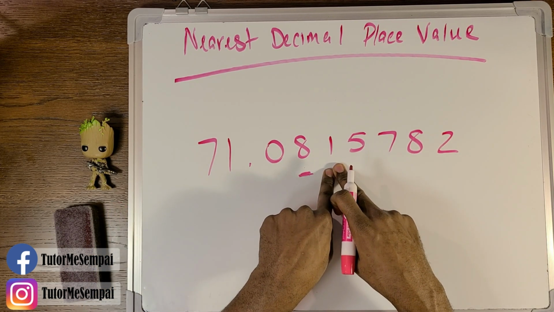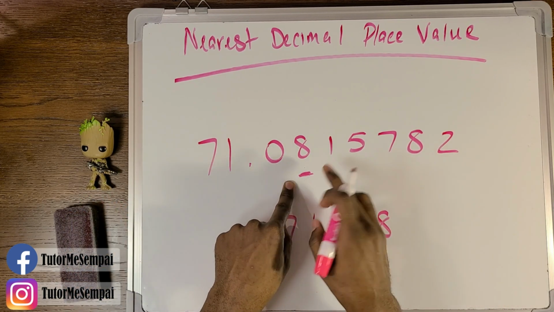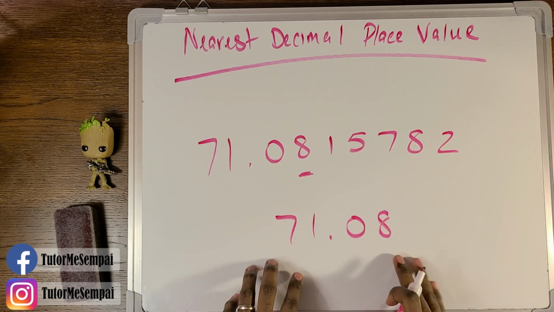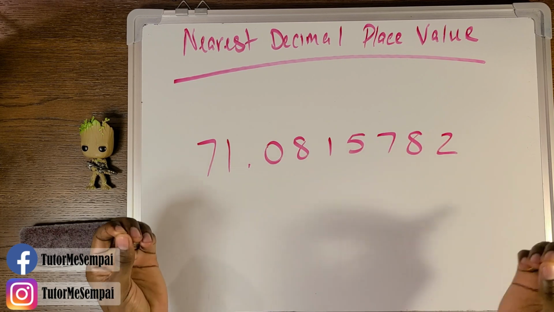Because that is a 1, we don't round this up. We simply leave it the way it is, and we don't write any more decimal place values. We just leave it as is. But let's say we want to round this to the nearest thousandths. What are we going to do?